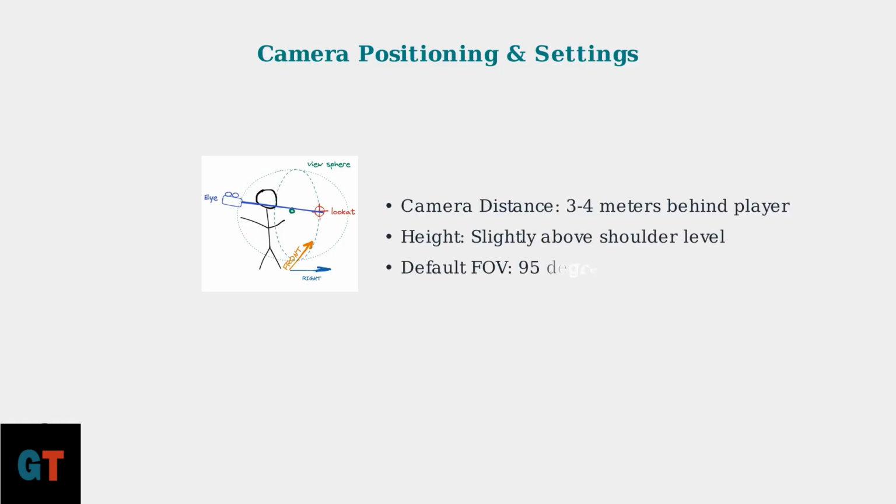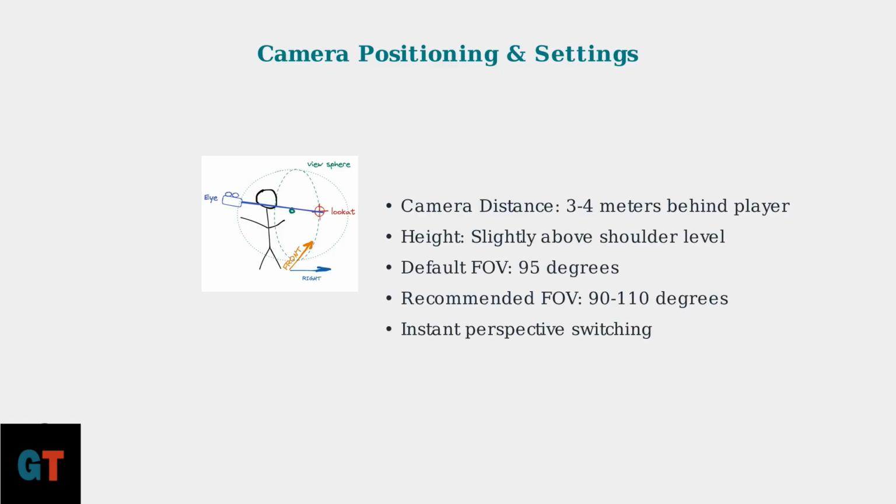The third-person camera is positioned approximately 3 to 4 meters behind the player character, slightly elevated above shoulder level. The default field of view is 95 degrees, though 90 to 110 degrees is recommended for optimal gameplay.